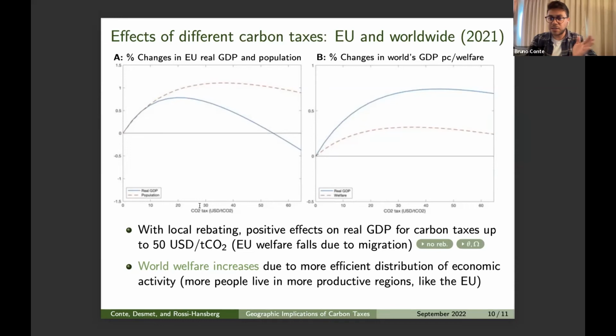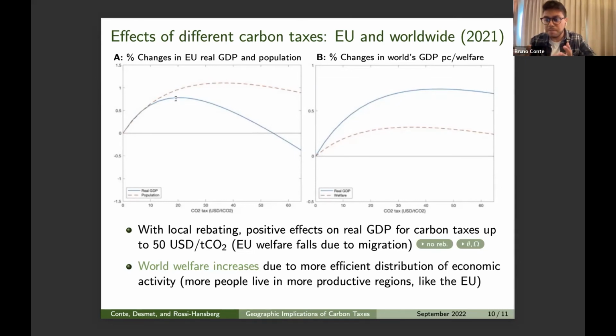We have here in the x-axis the levels of carbon taxes, and 40 is the result that we are using in all of the results that I showed before. And on the y-axis, we have the percentage change in several outcomes. For instance, the change in the aggregate real GDP in the European Union and the aggregate population in the European Union. And we see that for values of carbon tax up to about 50%, the European Union as a whole, because of this reshaping of factors of production within the European Union, is better off. And also it receives more population. So it becomes more populated because of this income effect and attractiveness of the European Union.